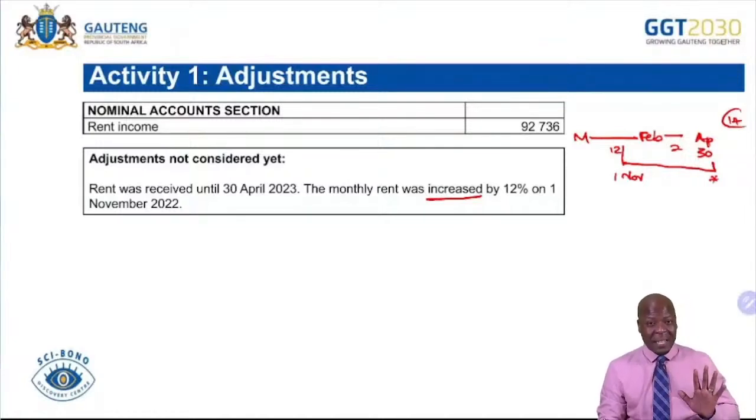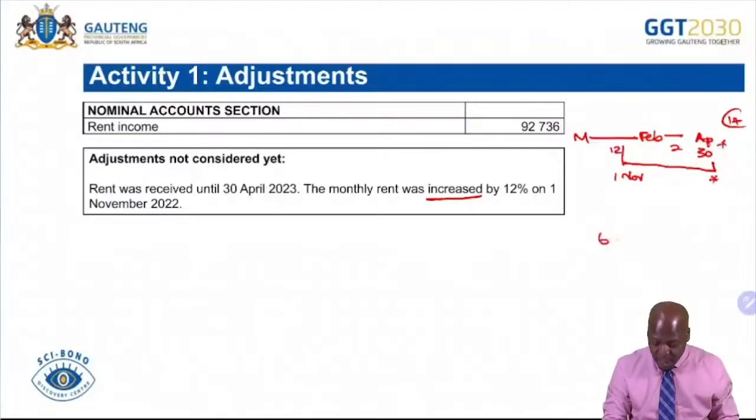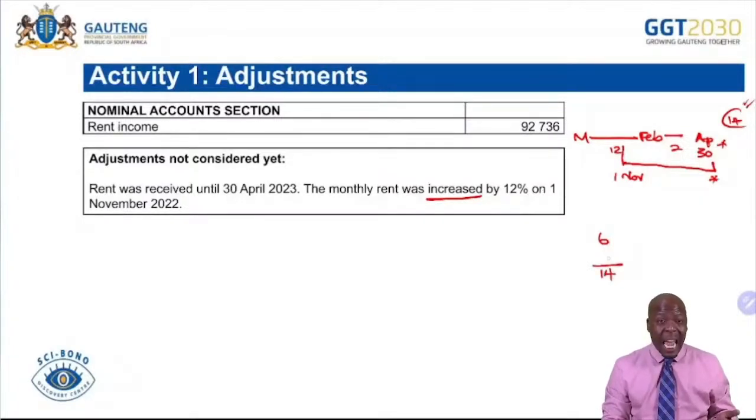What do you need? Your fingers. So you're counting now from November, December, January, February, March, April. Remember, we're coming to April. How many months are those? Those are 6 months. So we then say, for 6 months, your rent was increased. Your rent was different. And then, for how many months had it no increase? Remember, your total that we've received is 14. So, if your total is 14, how many months did not have an increase?